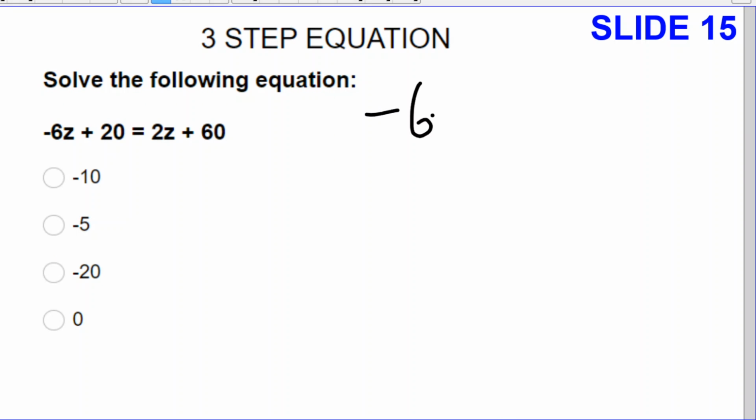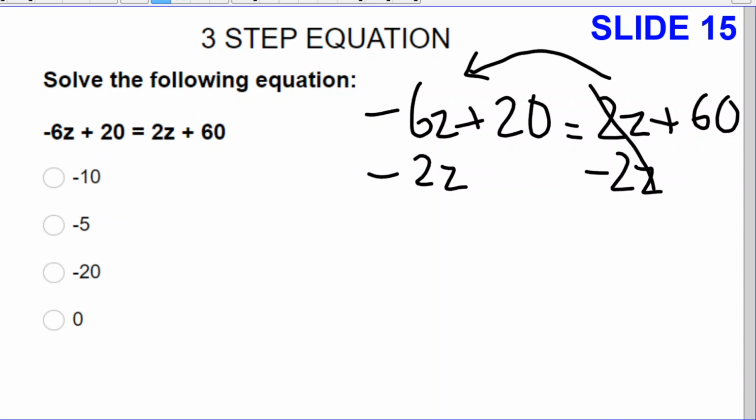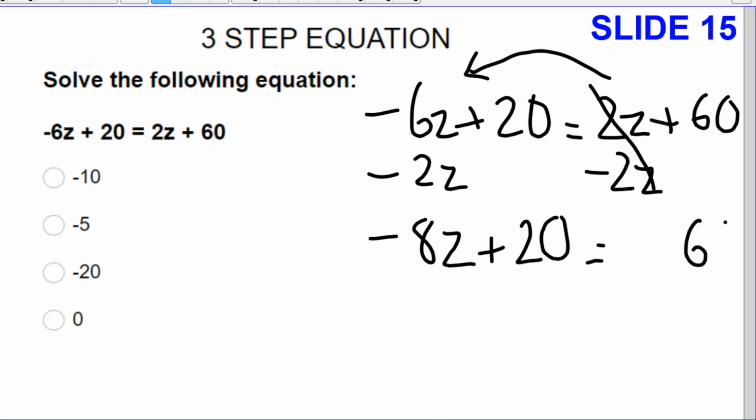Same idea with this one. I have variables on both sides. If I was personally doing this question, I would probably bring the variables to the right, but I'm always going to bring them to the left in class. I'm going to keep everything the same. So I'm going to take away 2z from both sides. So negative 6z, take away 2z is negative 8z. Please use a calculator on this. I've seen people in class say two negatives make a positive, which is not true when you're subtracting. And I'm going to write 60. It says positive 60 there, so I know that's just the same as 60.